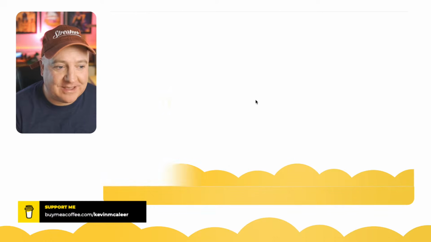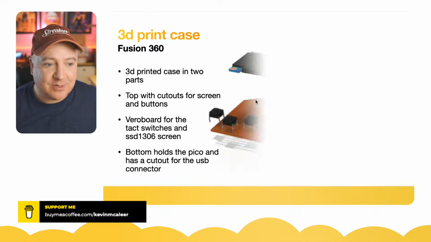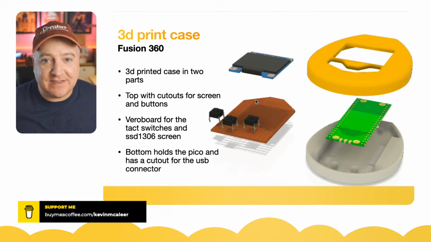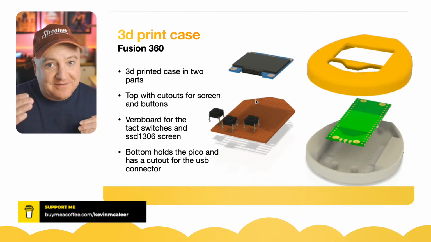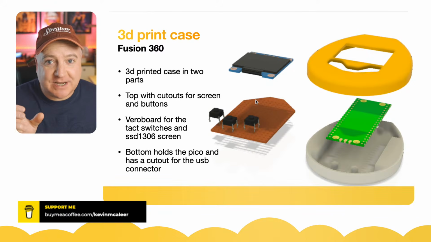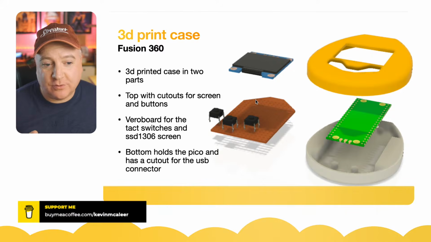Okay, so let's have a look at the design first, shall we? So the 3D printed case. I designed this in Fusion 360, and the case is in 2 parts. So there's the top half and there's the bottom half. The top half has the cutout for the screen and the buttons. The bottom half houses the Raspberry Pi Pico and all the other bits and pieces.